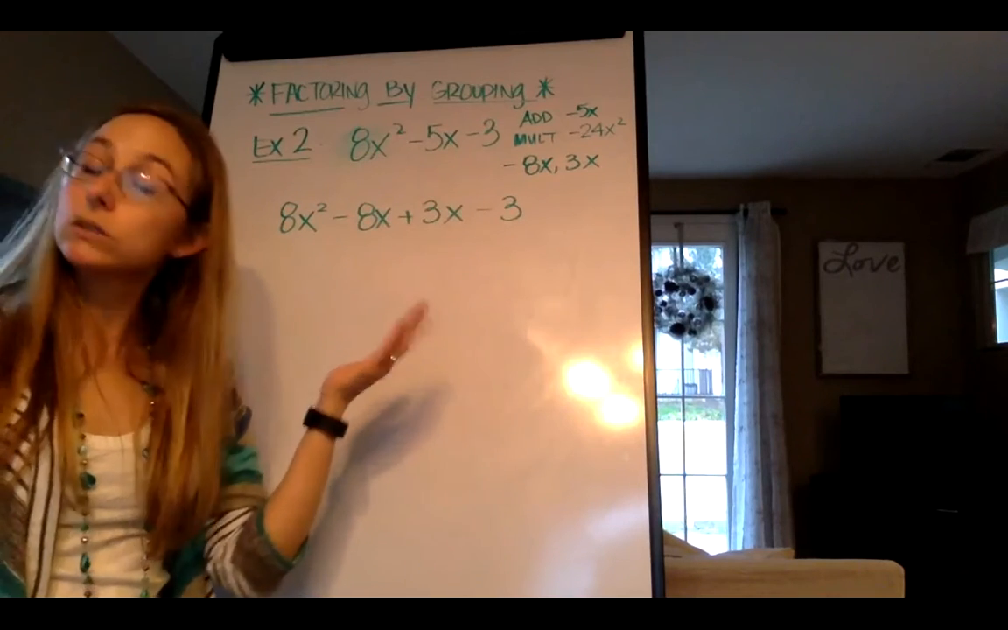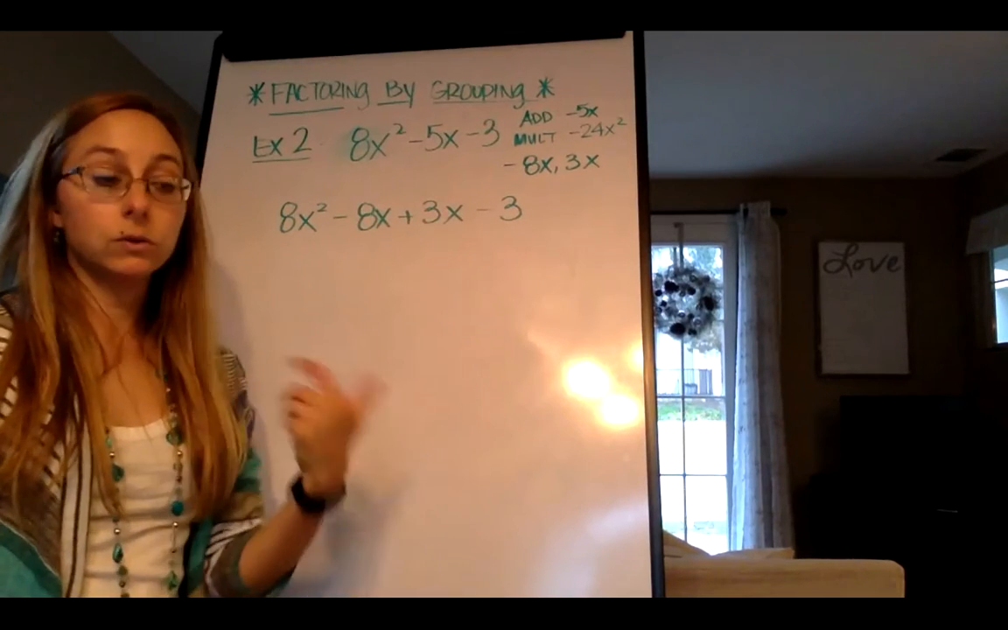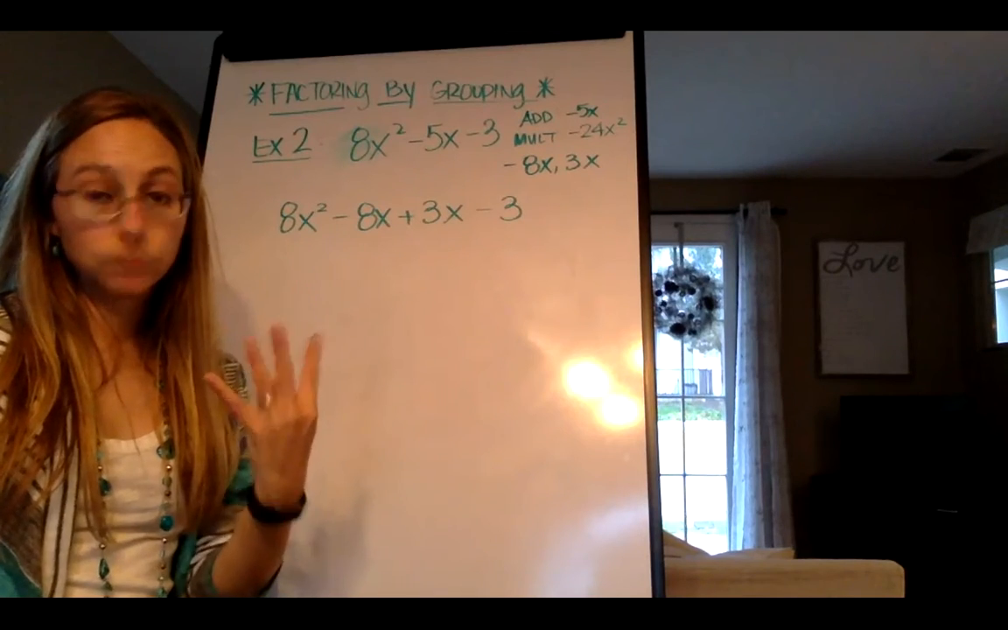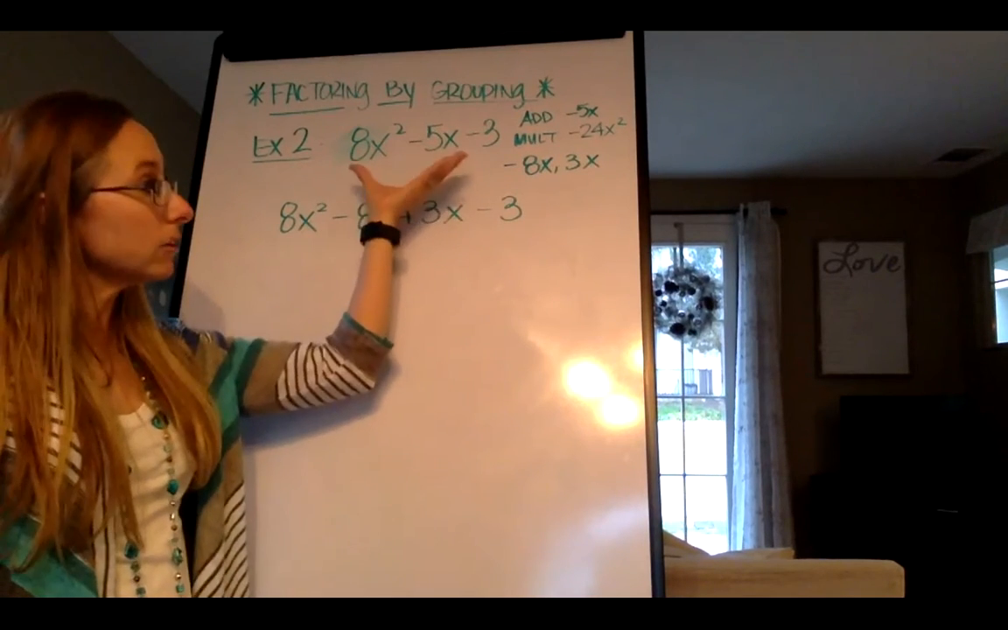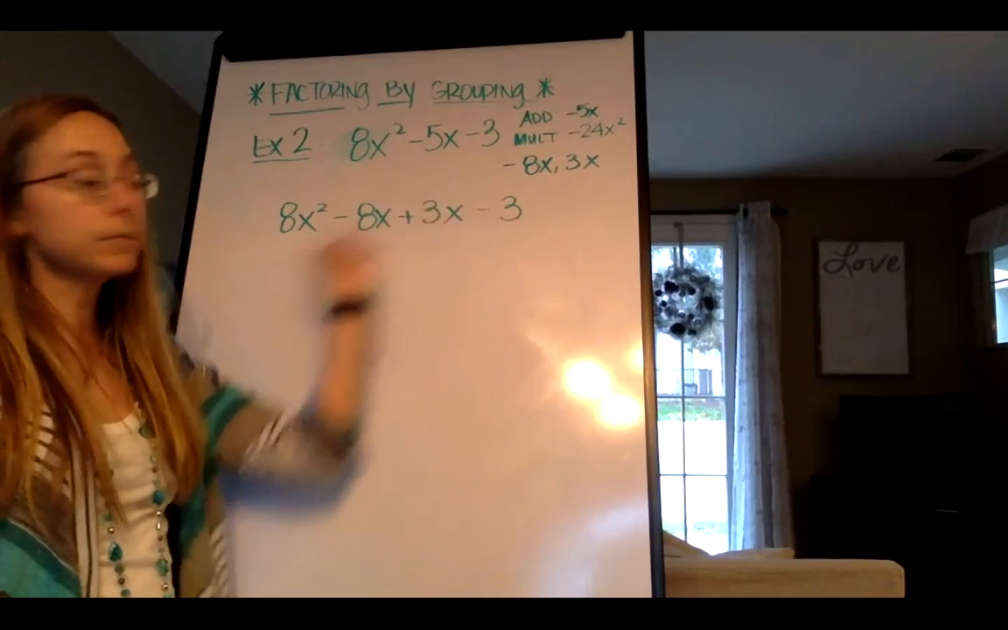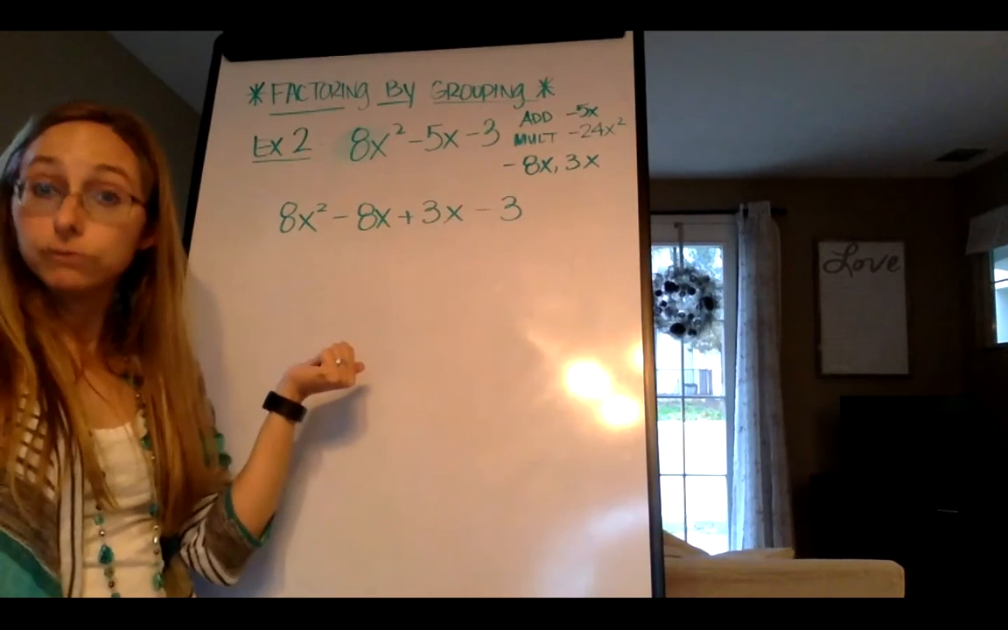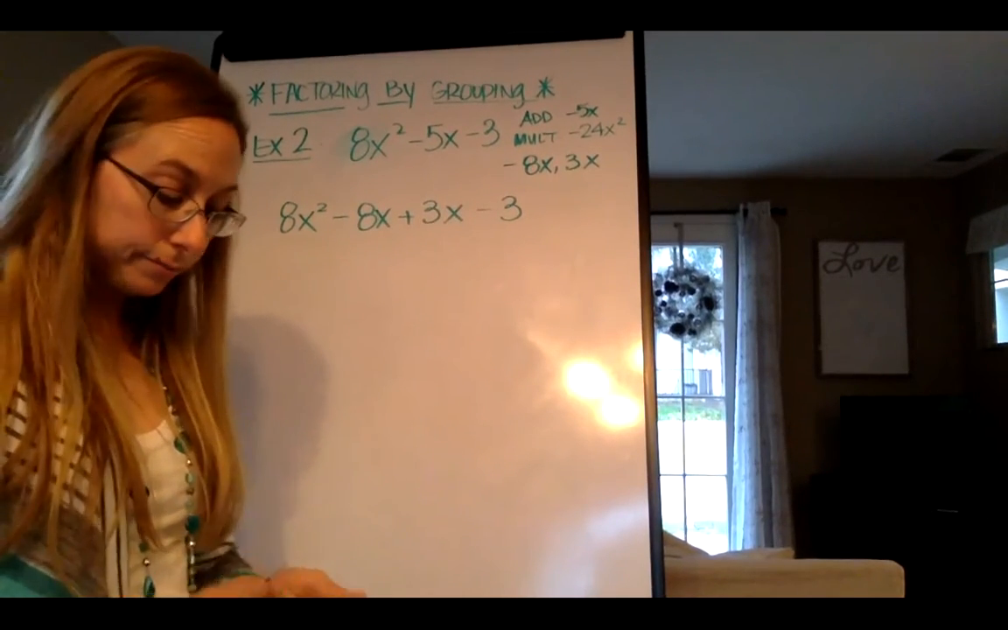How do we factor? Well, we're using the method factoring by grouping. In order to do factoring by grouping, you need 4 terms. So that's why we expand our trinomial, make it a 4-term polynomial, and then we can do factoring by grouping. So let's go ahead and do that.